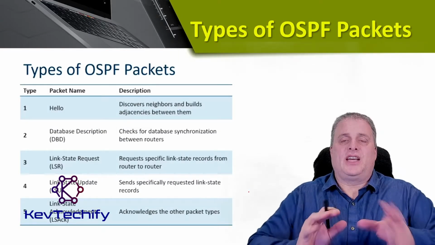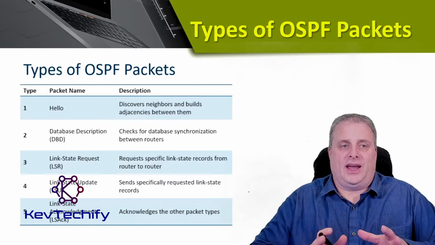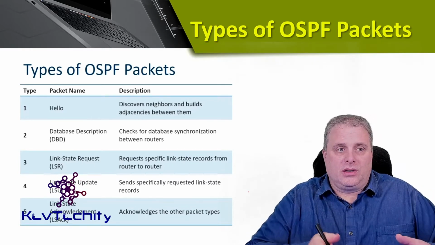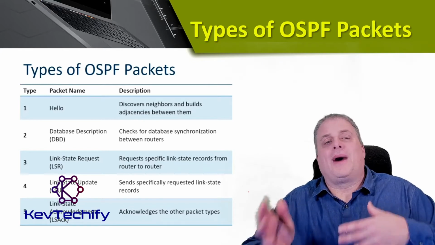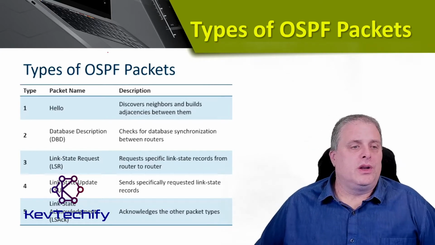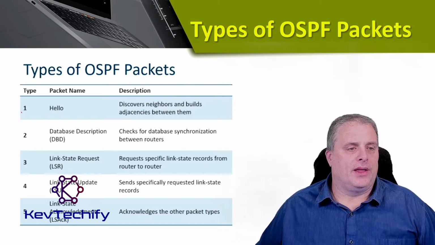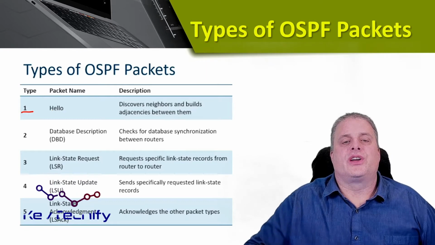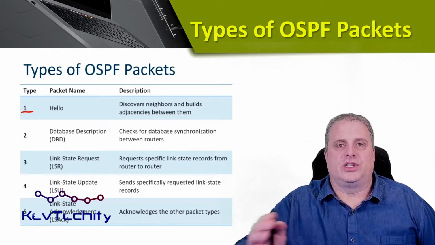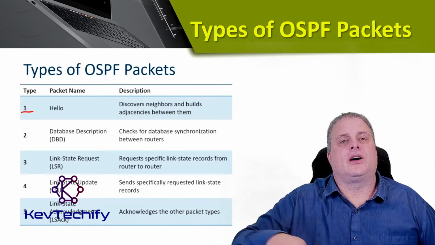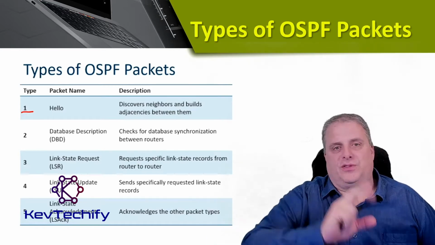There are 5 types of OSPF packets, 1 through 5. A lot of people call them by the type number, type 1, 2, 3, 4, 5, or by the packet name. We're going to talk about each one of these quickly. First one here is the type 1. It's the hello packet. That's what the routers use to discover other routers, to discover their adjacencies, to see if they're connected to other routers. That is the first step.